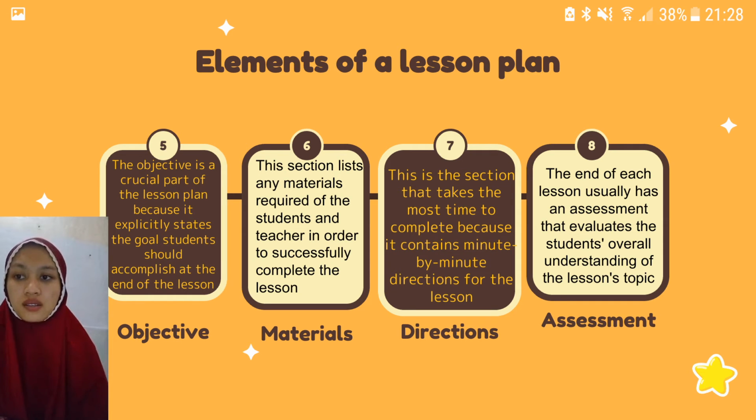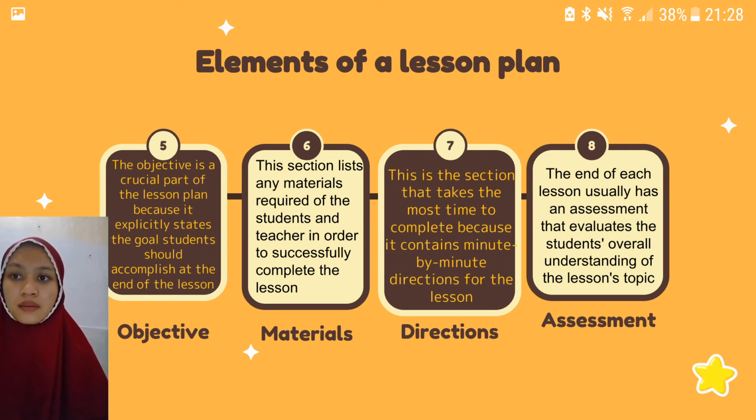The fifth is objective. The objective is the crucial part of the lesson plan because it explicitly states the goals students should accomplish at the end of the lesson. Educators generally write objectives in student-friendly terms that children can understand, write those objectives on the board, and review them with the students at the beginning of the lesson. This allows students to understand the focus of the lesson and what their goal is by the end.